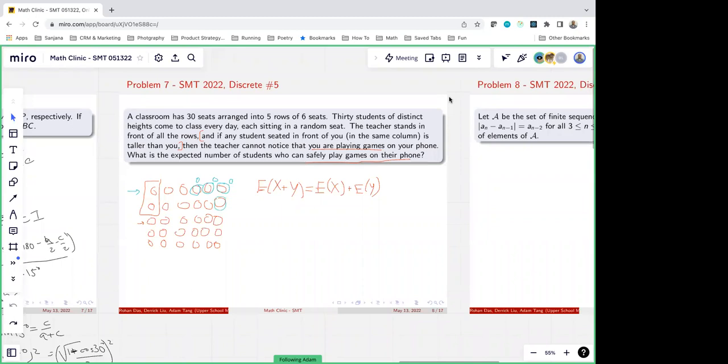So let's take someone in the second row now. This person can play games on their phone if and only if the person in front of them is taller than them. So we're asking the probability that, in a random arrangement, let's call this guy B and the guy in front A, and I'll just say these are the heights. So I'm saying the probability that A is taller, so I just put a greater sign there. The probability that A is greater than B is going to be our expected value for this specific student.